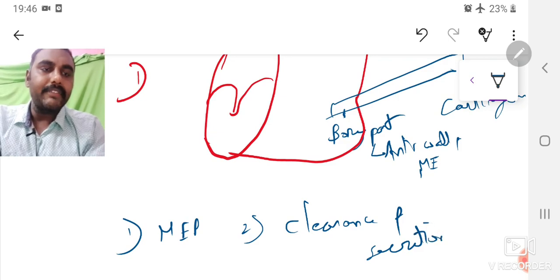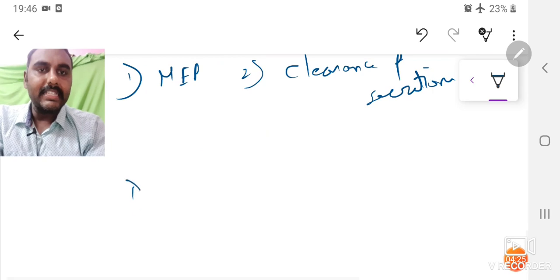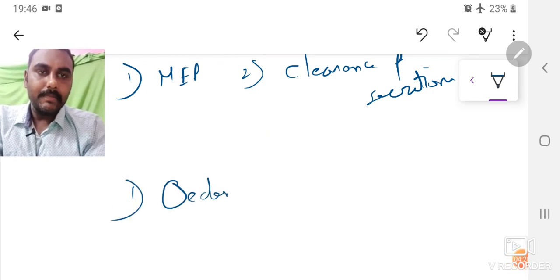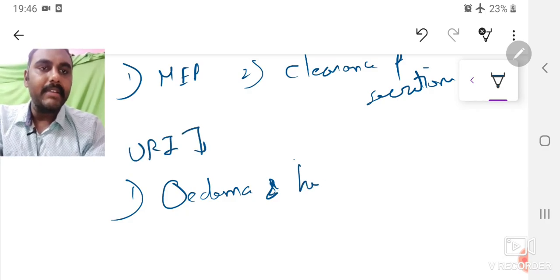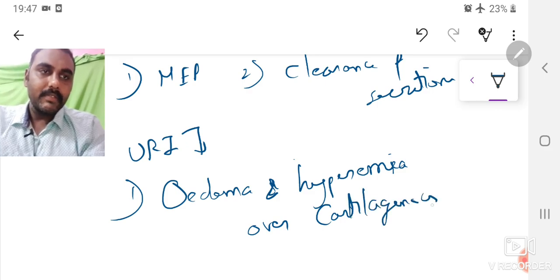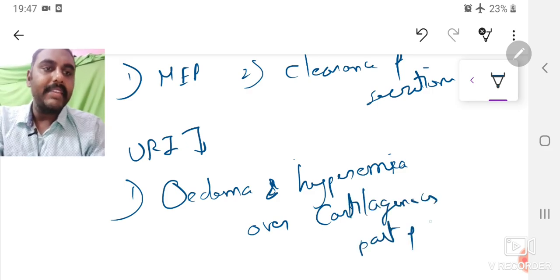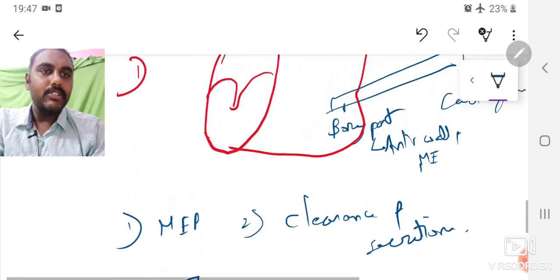So what happens in the first stage? In the first stage, there occurs edema because of some nasal obstruction, because of some URI. There will be edema and collection of fluid, that is hyperemia, over the cartilaginous part of the nasopharynx, over the Eustachian tube area.